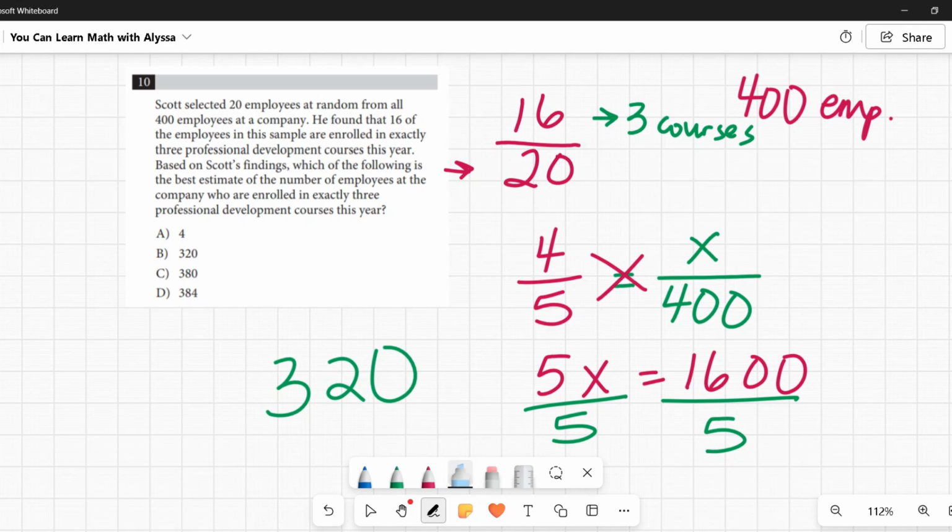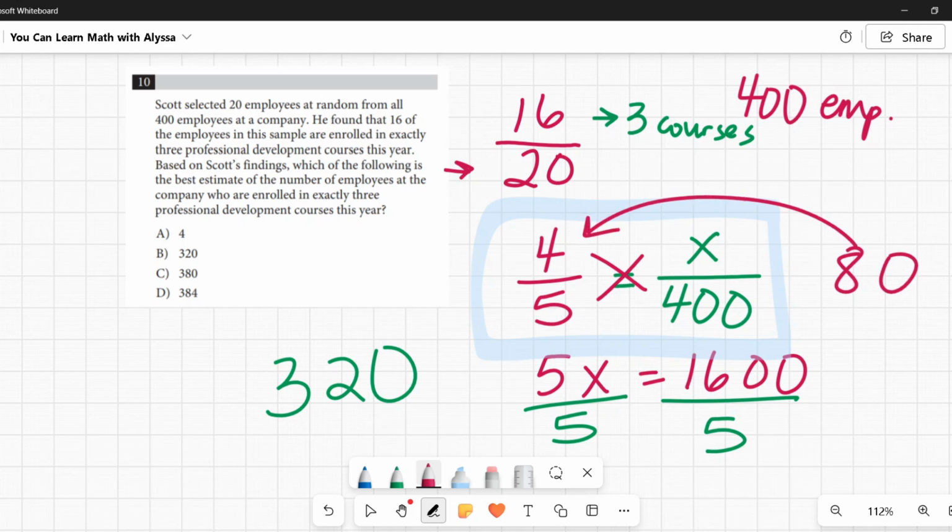Another way you can look at this is if you were at this point and it's 4/5 and it's 400, you might say, what is 4/5 of 400? Well, what is 1/5 of 400? 400 divided by 5 is 80, and then 80 times 4 is 320. Another way you could look at it. That's one of those things. A lot of these problems, there is not one set way to solve them.